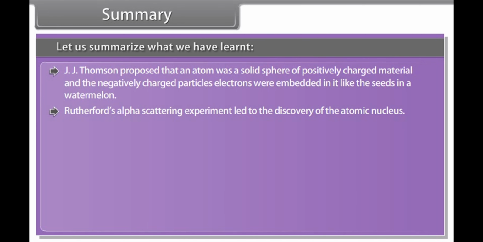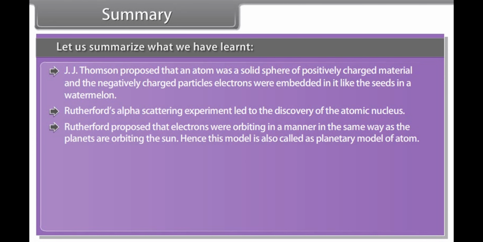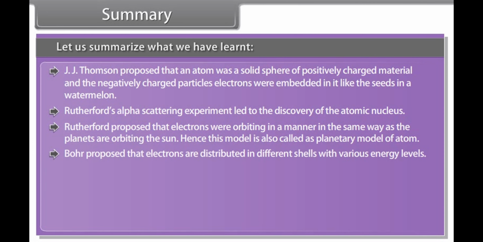Rutherford's alpha scattering experiment led to the discovery of the atomic nucleus. Rutherford proposed that electrons were orbiting in the same way as the planets are orbiting the sun. Hence, this model is also called the planetary model of the atom. Bohr proposed that electrons are distributed in different shells with various energy levels.